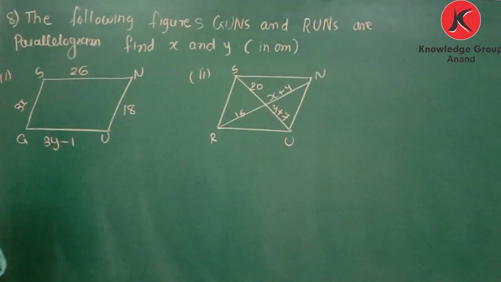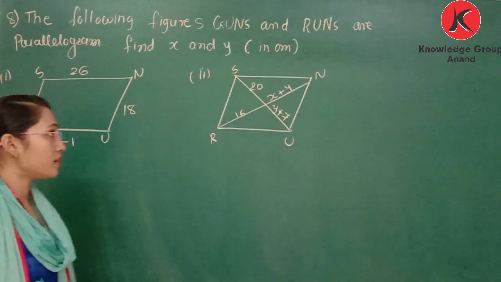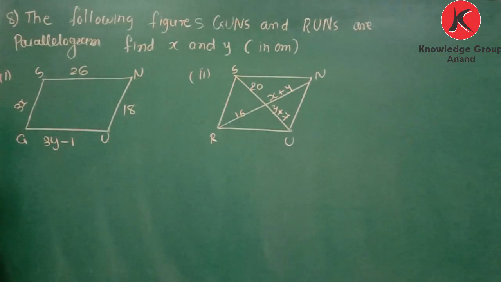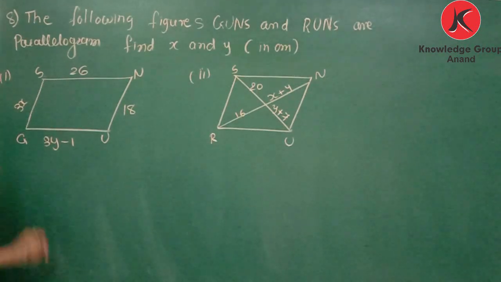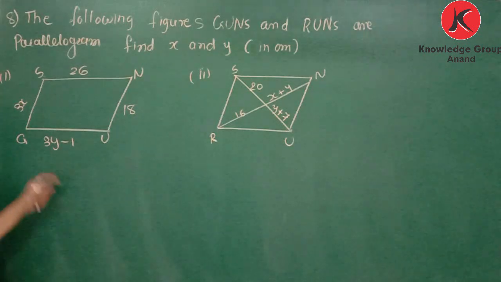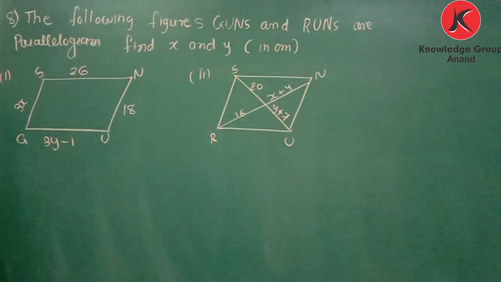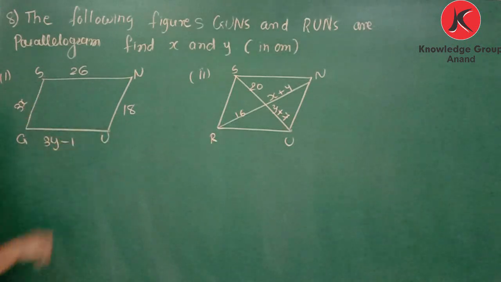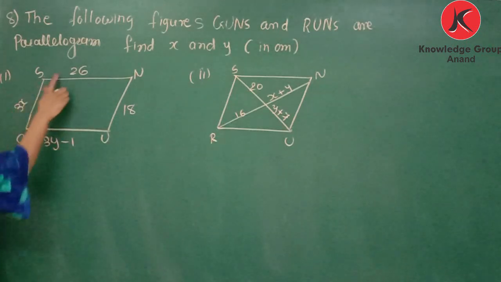Question number 8. The following figures, GUNS and RUNS, are parallelograms. Find X and Y. Measures are in centimeters. Okay, so let's solve the first figure. Here the first figure is given. This is a parallelogram, and here which measurements are given?